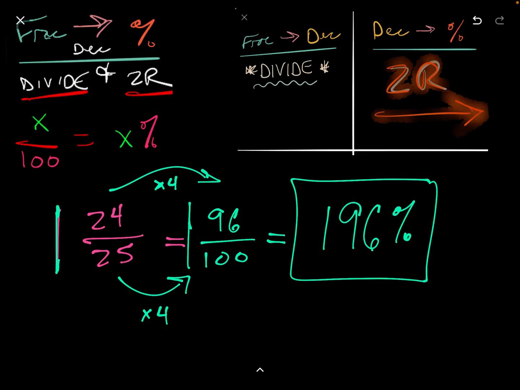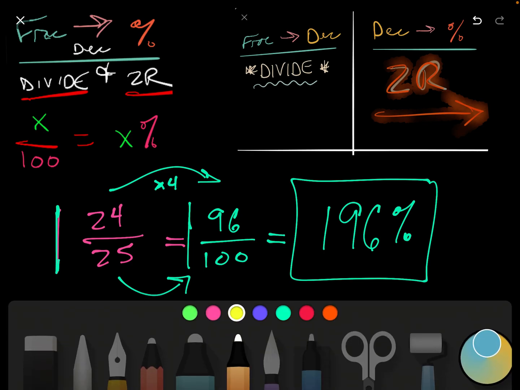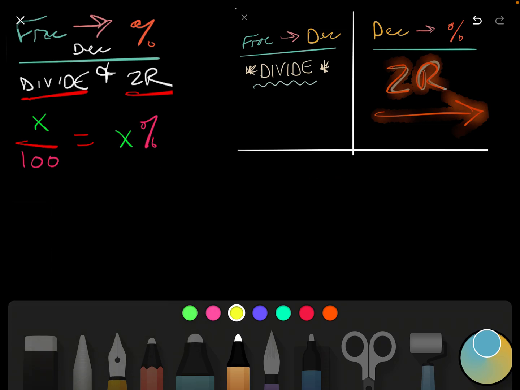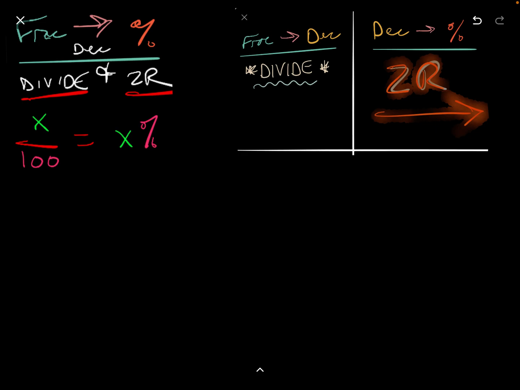Do all that. Or you could turn it into an improper fraction. That would also work if you do that here. Again, denominator times your whole plus your numerator. 100 times 1 is 100 plus 96 is 196 per 100. 196%. Okay. All right, so there's a couple of them. Let me just do one more.